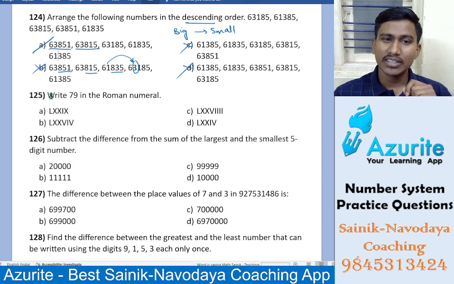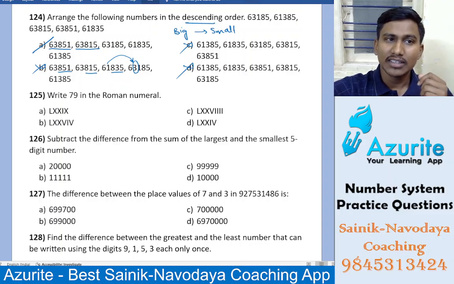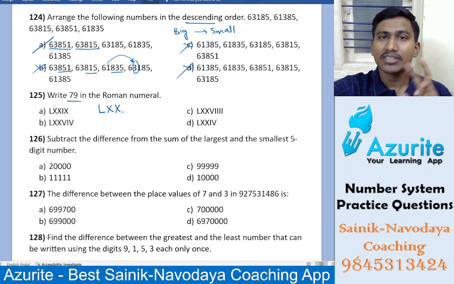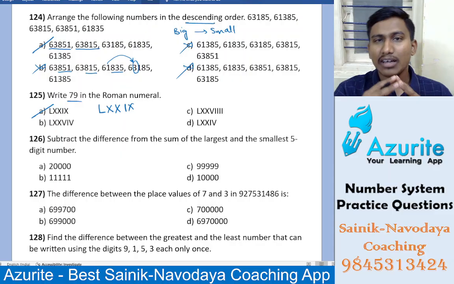Let's do the next one. Write 79 in Roman numerals. So how do we write 79? We know that 70 means 50 plus 20. L means 50, X means 10, so 60, one more X makes 70. Now 9 is IX. So L, X, X, IX. Which is the answer? Option A is the answer here.